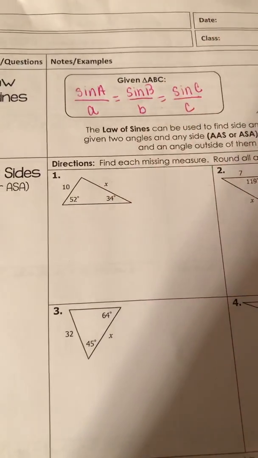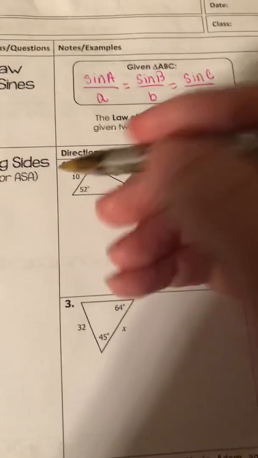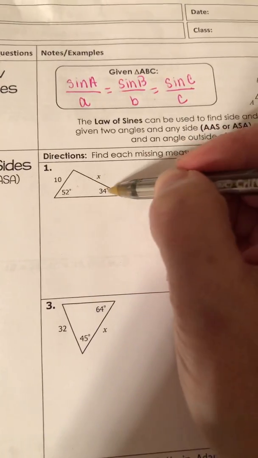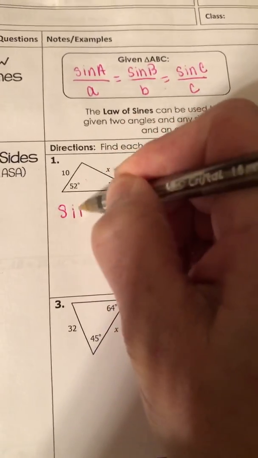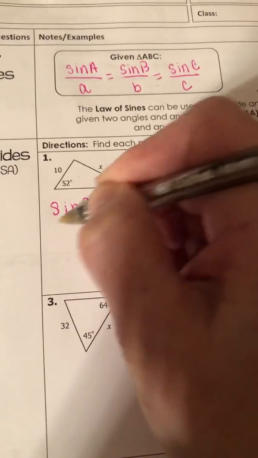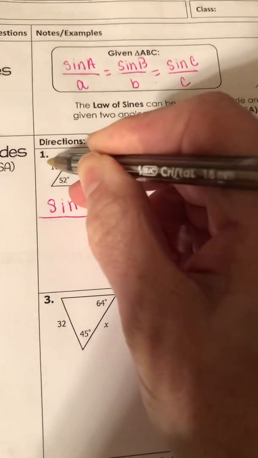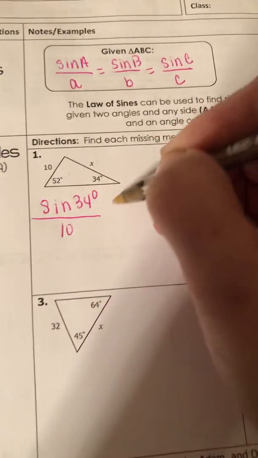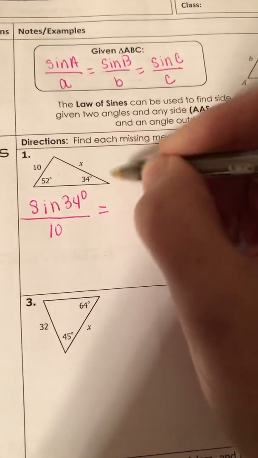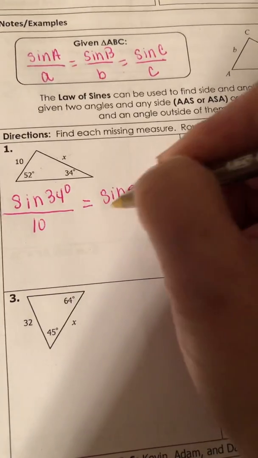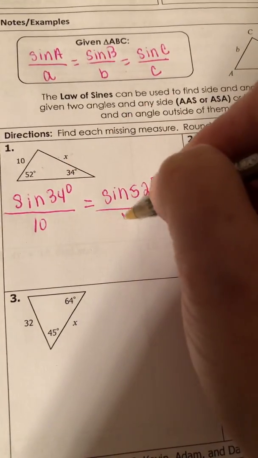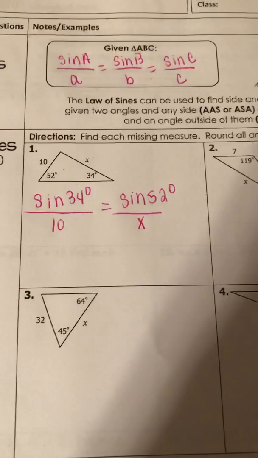So let it be A, B, C, whatever you want to do. In order to find this one, I'm going to take what I have, which is 34 degrees: the sine of 34 degrees over the side that goes with it, which is 10, is equal to the sine of 52 degrees over its side, which is X, because that's what I'm looking for in this particular problem.